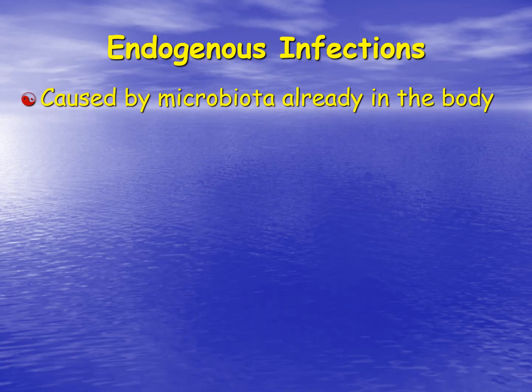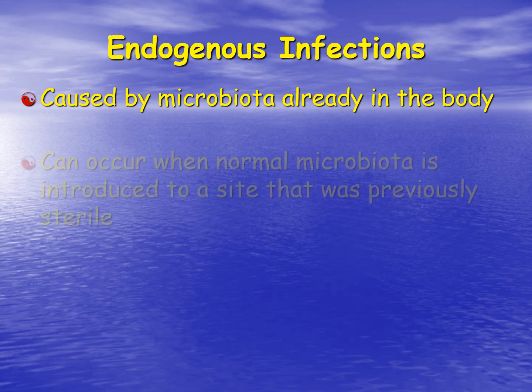Endogenous infections are caused by the microbiota already present in the body. We have E. coli in our gut. As long as E. coli stays in the intestinal tract, it causes no problems. But could it potentially get to other sites in the body? And yes, it can, and there it can cause problems.